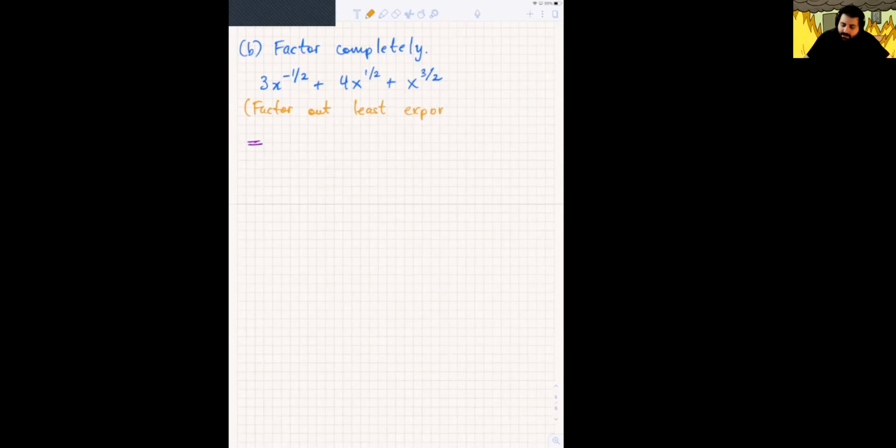So in this case, the least exponent is negative 1/2. Right, negative 1/2, 1/2, and 3/2. So I'm factoring out x to the negative 1/2. Now I'm supposed to be left with 3 terms, right? So when I factor out x to the negative 1/2 from the first term, I'm obviously left with just 3, right?